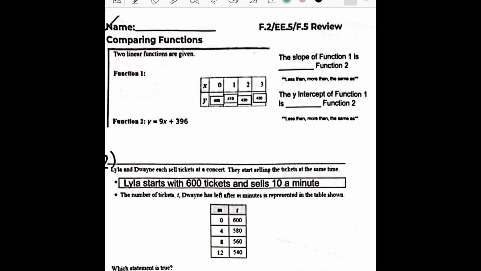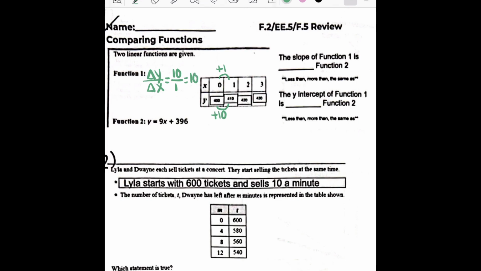So slope of a table, if you remember, is change in y over change in x. So we need to look at our y's, and we're going from 400 to 410, which is going up 10. And we're going from 0 to 1, which is going up 1. So our change in y is 10, and our change in x is 1, which simplifies to 10.